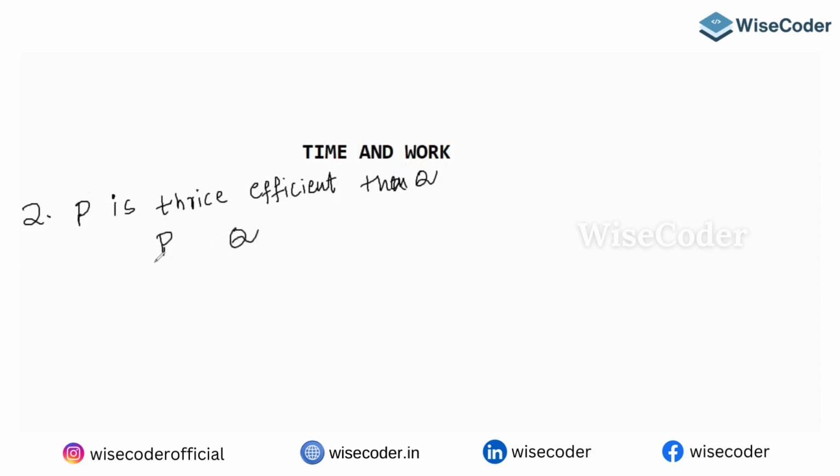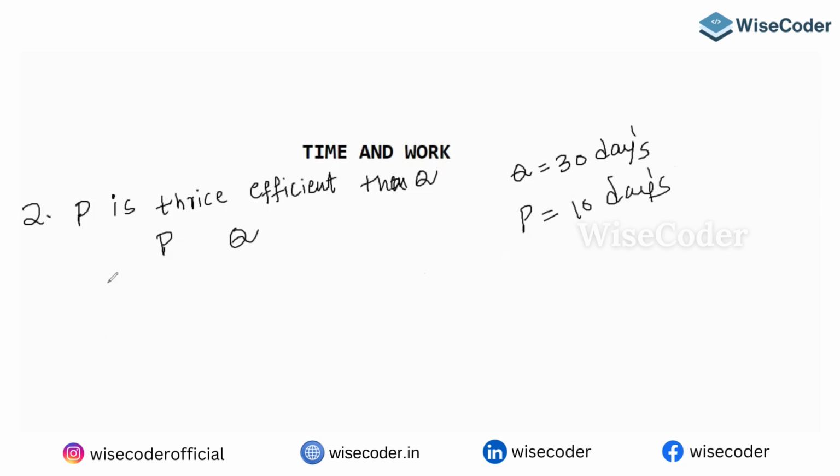Directly he will tell you, Q is taking, let's say, 30 days. He has given Q is taking 30 days. So how many days will P take? If he asks you, your answer should be very fast. Then P will take what? 10 days directly. Okay, how did I get 10 days?